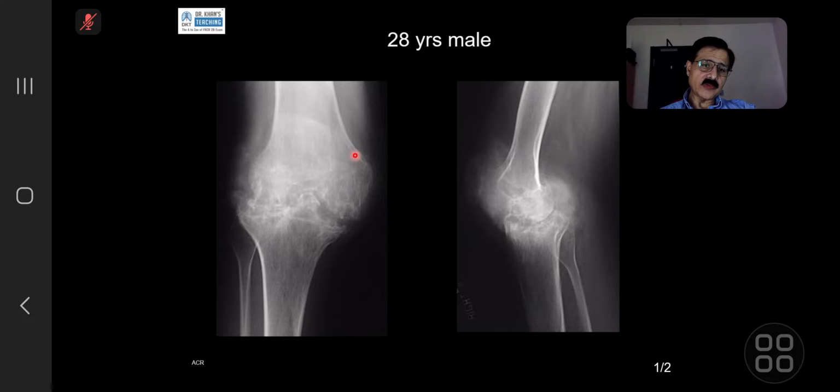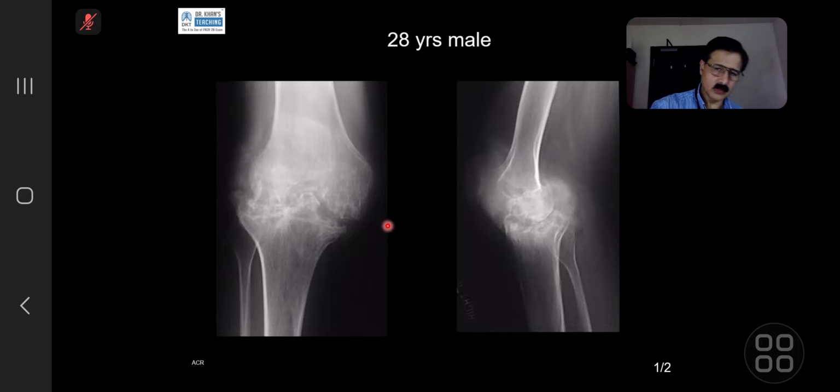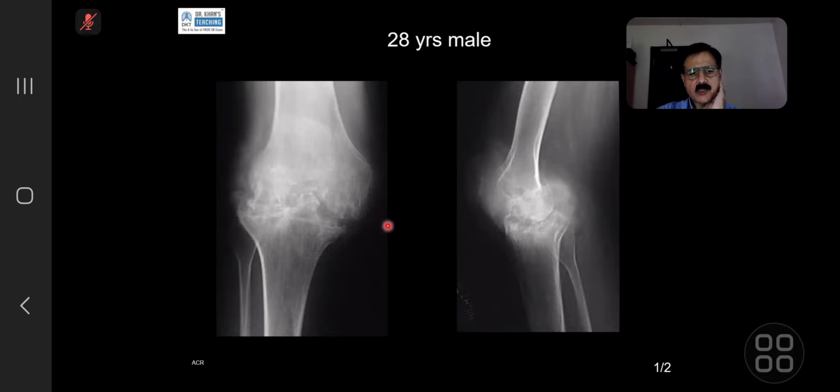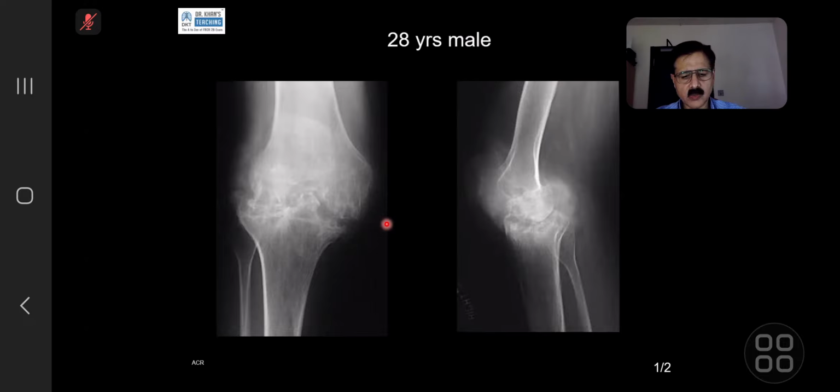So what's happening to this metaphysis? Sorry, epiphysis. This looks a bit broadened. Why is it broadened? Because of the bleeding tendency and secondary hyperemia. So what happens in secondary hyperemia? Because of increased blood supply, the bone tends to overgrow a bit, so it tends to appear a bit larger. Excellent. Well done, well done.